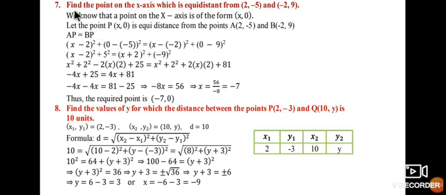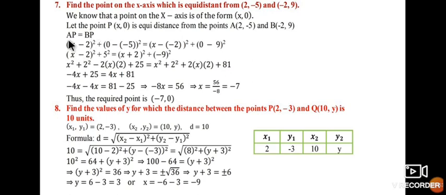Now let's move on to another. Find the points on x-axis which are equidistant from the points 2, minus 5 and minus 2, 9. We know that the points on x-axis are of the form x, 0. Now let us consider the point P of x, 0. It is equidistant from the point A of 2, minus 5 and B of minus 2, 9. Already we have done this type of problems. Therefore AP is equal to BP. Now then AP square is also equal to BP square.